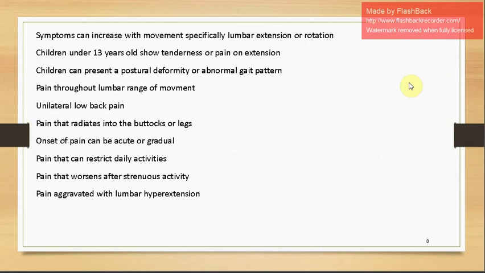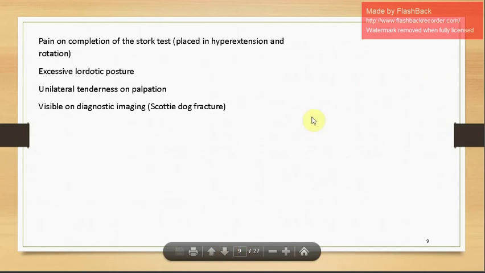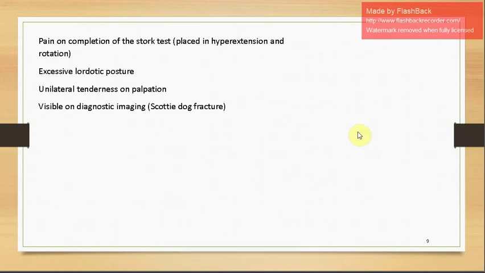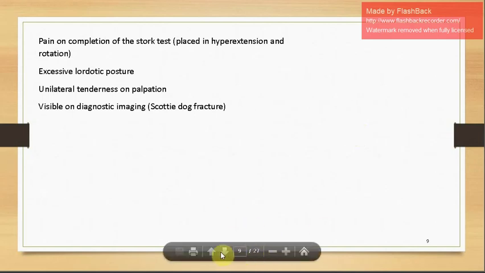And there will be pain throughout the lumbar range of movement, unilateral low back pain that radiates to the buttocks or legs. It can be acute, can restrict daily activities, worsens after a strenuous activity, and is aggravated with lumbar hyperextension. Pain on completion of the Stork test, that is placed in hyperextension and rotation, excessive lordotic posture, unilateral tenderness on palpation, and the Scotty dog fracture, as I have mentioned to you in the diagnostic imaging.